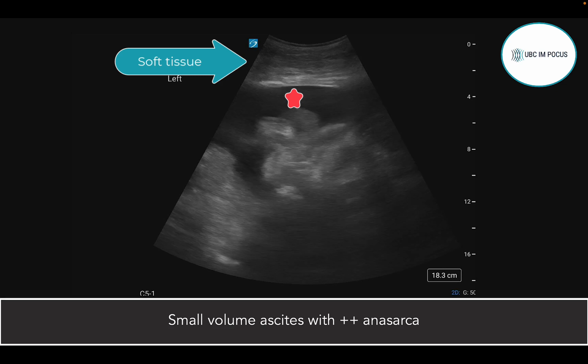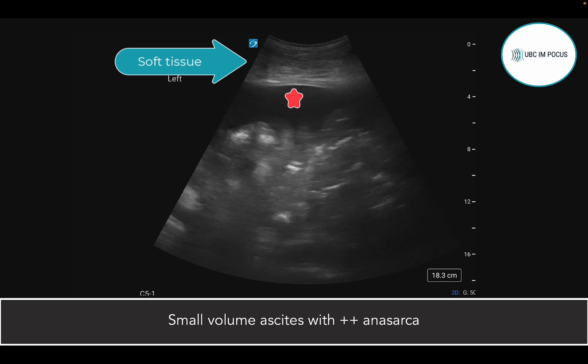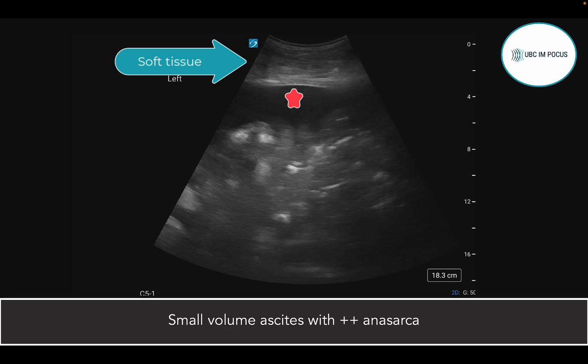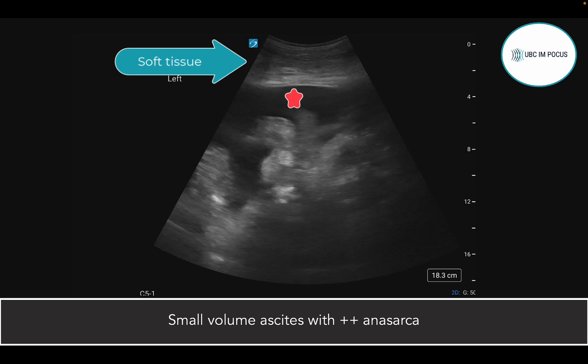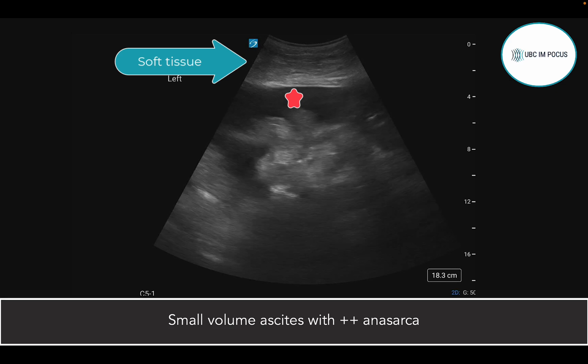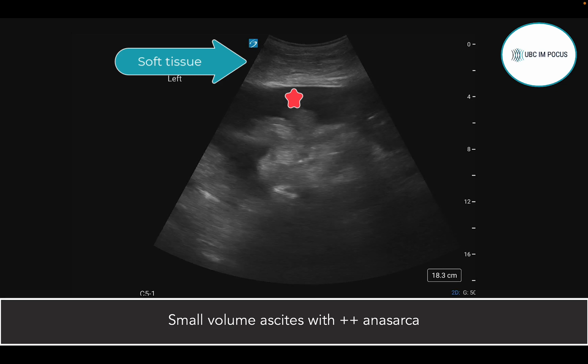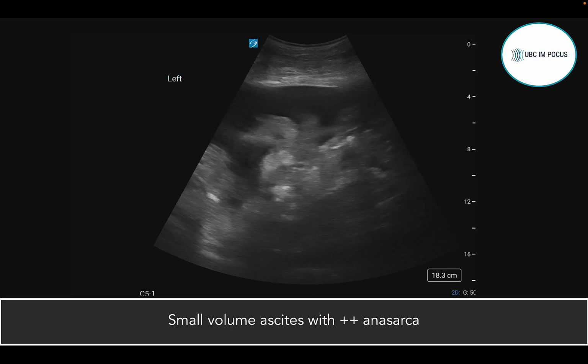So sometimes it's worth scanning around and trying to find an area where the soft tissues are thinner, where there is less anasarca. Sometimes that means coming up from the flanks, going away from the really dependent zones, coming a little bit more towards midline to find an area where the soft tissues are thinner to facilitate your procedure.